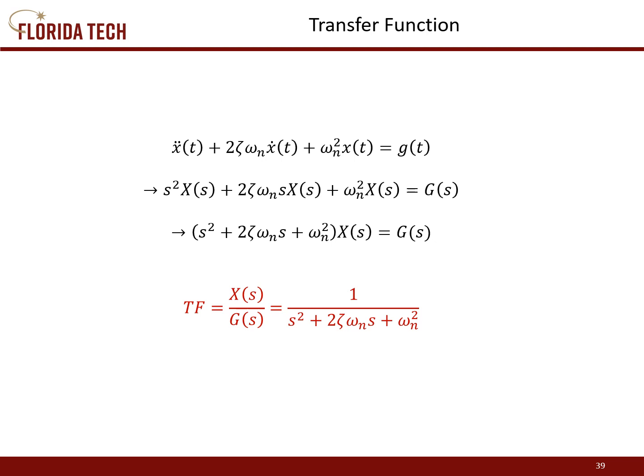So let's walk through an example. Here's a second order differential equation, x double dot plus 2 zeta omega n x dot plus omega n squared x. On the right hand side, we have a forcing function g of t. In line 2, we just apply the Laplace transform to that time-based equation, and we get s squared X of s plus 2 zeta omega n s X of s plus omega n squared X of s equals G of s.